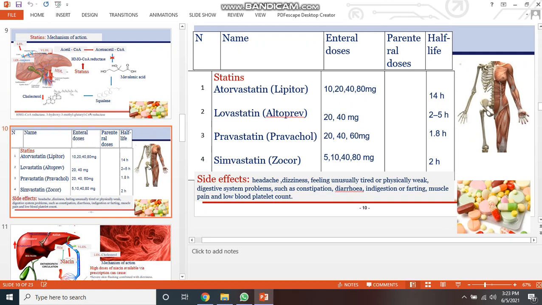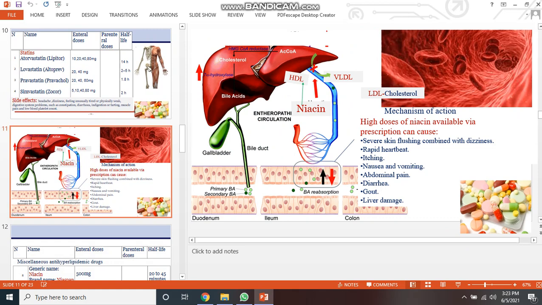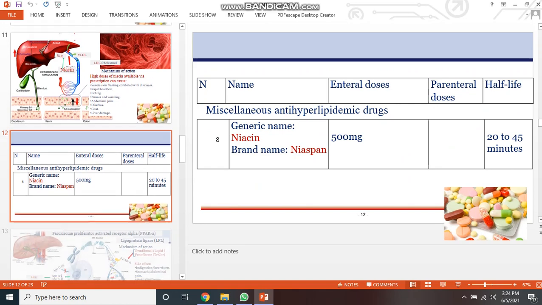Their side effects are headache, dizziness, feeling unusually tired or physically weak, digestive system problems such as constipation, diarrhea, indigestion or flatulence, muscle pain, or low blood platelet count. Now you can see the mechanism of action. High doses of niacin available via prescription can cause severe skin flushing combined with dizziness, rapid heartbeat, itching, nausea, vomiting, abdominal pain, diarrhea, gout, and liver damage.